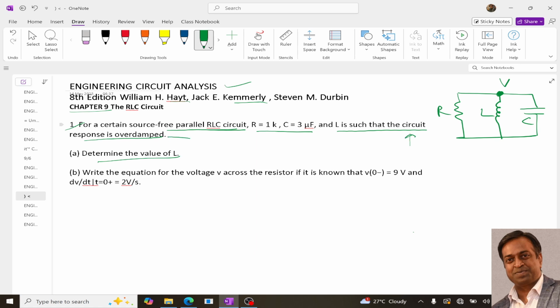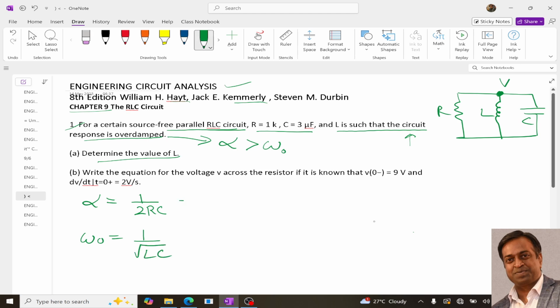Now, what is overdamped? The condition of overdamped is that alpha should be greater than omega naught. We know that alpha is given as 1 upon 2RC, whereas omega naught is expressed as 1 upon root LC.